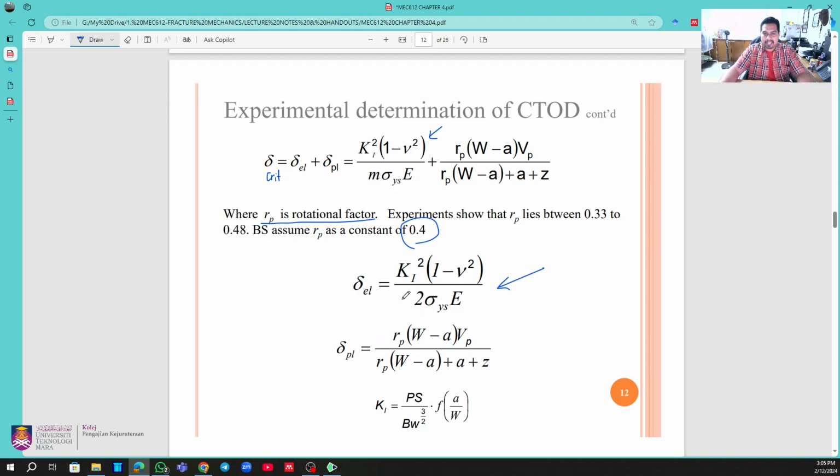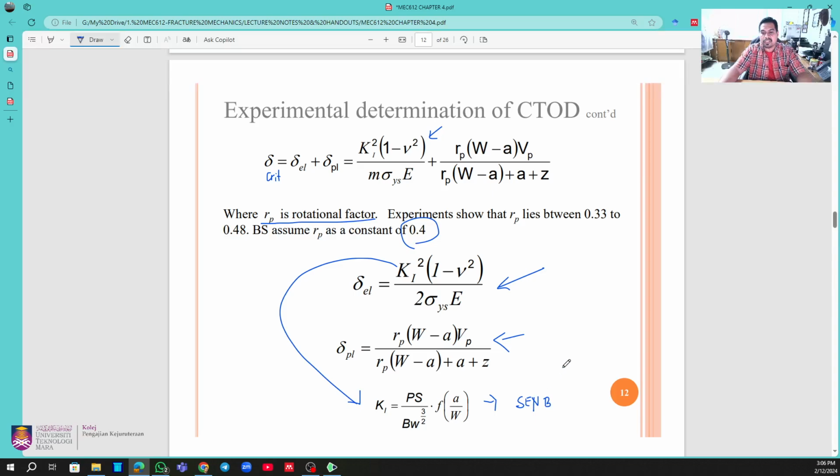Delta elastic is equal to, again, the stress intensity factor to the power of 2, multiplied by 1 minus Poisson ratio to the power of 2, divided by 2 times sigma yield strength times E, and this is the plastic calculation. For the plastic calculation, you have to fulfill this one. And how to obtain K1? We have to refer to the equation. K1 is equal to PS over B W to the power of 3 over 2 multiplied by the function A over W. This is only valid for the SENB specimen.